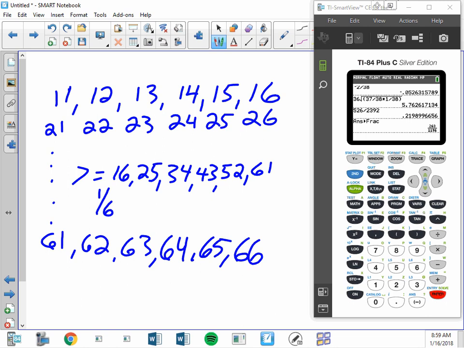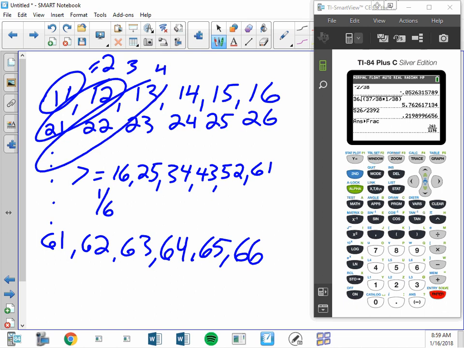How many ways are there to get 2? Just 1. 1 and 1. How many ways are there to get 12? Just 1. So this adds up to 2, and this adds up to 3, and this is going to add up to 4, and this is going to add up to 5. So we have 1 way to do this, 2 ways, 3 ways, 4 ways, 5 ways, 6 ways to get a 7, and then we would do 5, 4, 3, 2, 1 again.